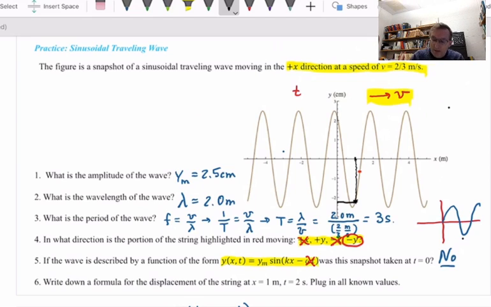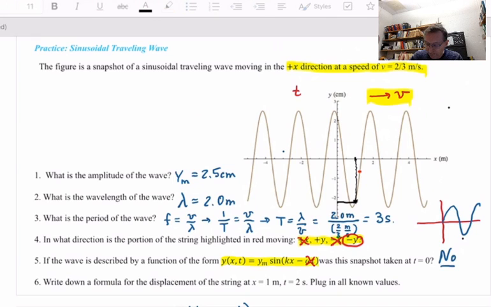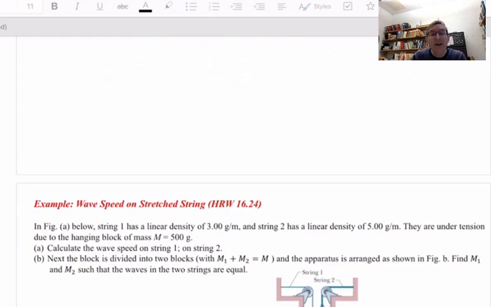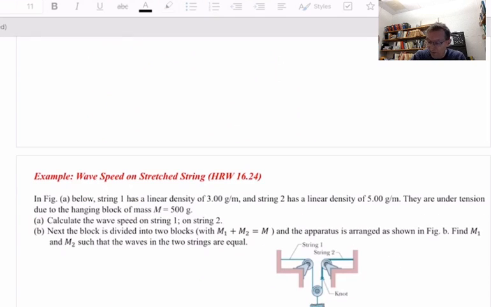Okay? Now let me do a Wiley Plus problem. The Wiley Plus problem is going to focus more on the speed of a transverse wave on a taut string. Okay? And it's going to give us a physical situation where a string, in fact, 2 strings, are under tension, and we're going to have to get the wave speed for waves traveling on those strings. So this is out of our book, Chapter 16, Problem 24.